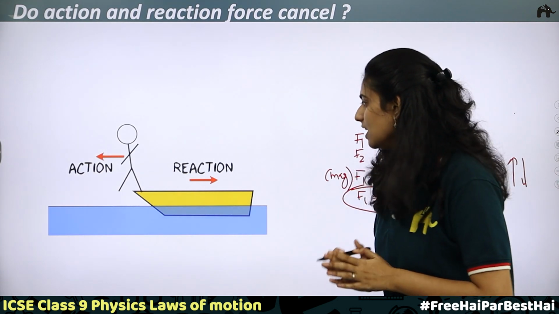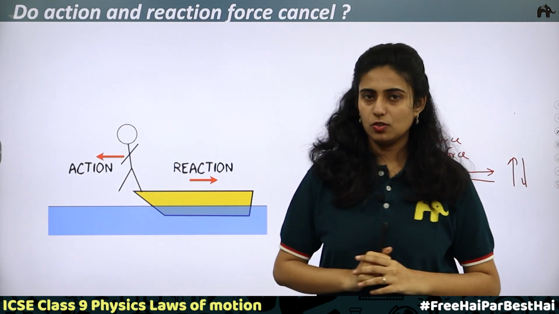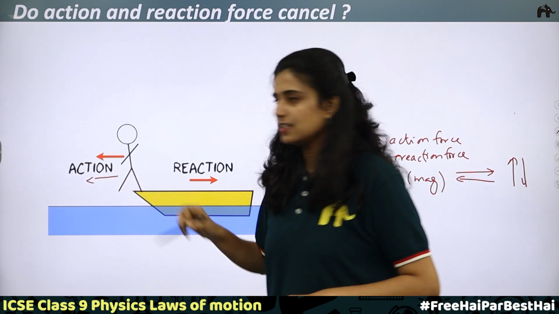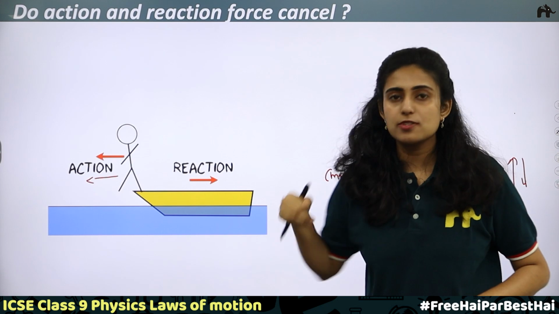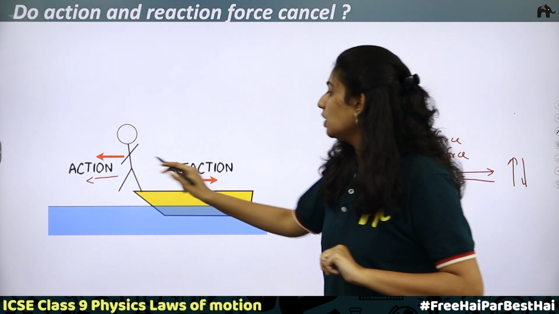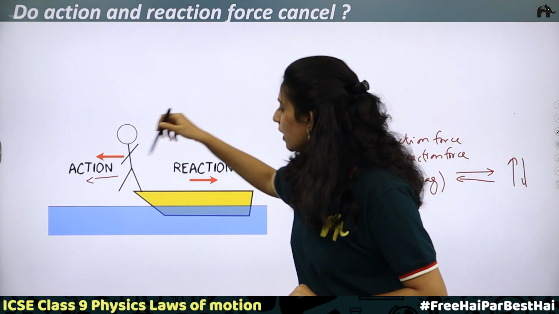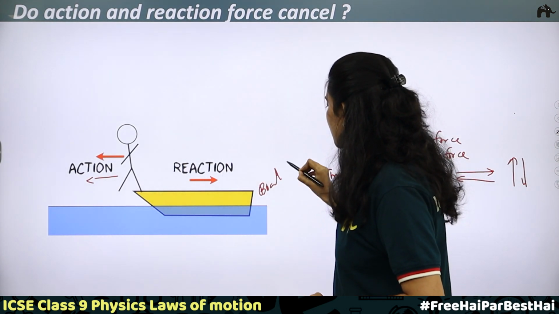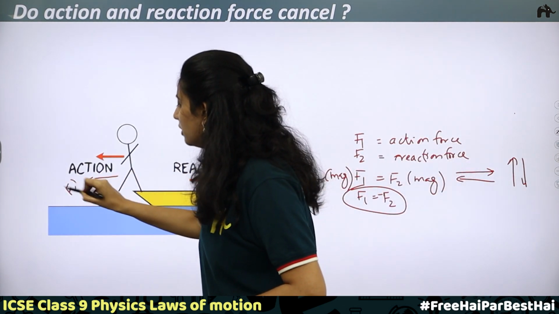So here you can see the boy is moving out of this. He is applying a force, that is the action force, in this direction, and the boat will be moving in the opposite direction. Why? Because of this action force, there is a reaction force. So you can see that there are two bodies involved. One force is applied by the boy on the boat. One force is acting on the boat. Let's say F1 is acting on the boat and F2 is acting on the boy.